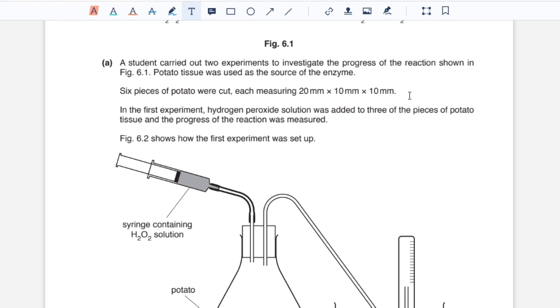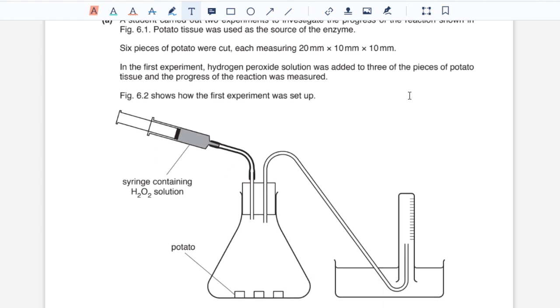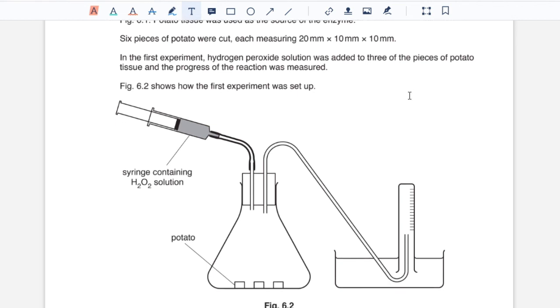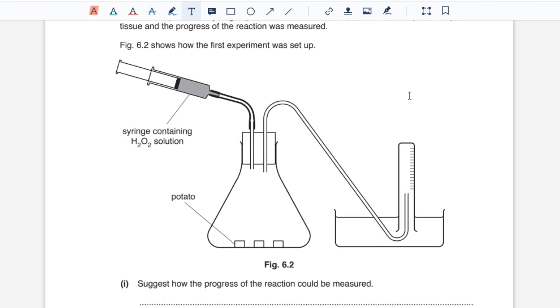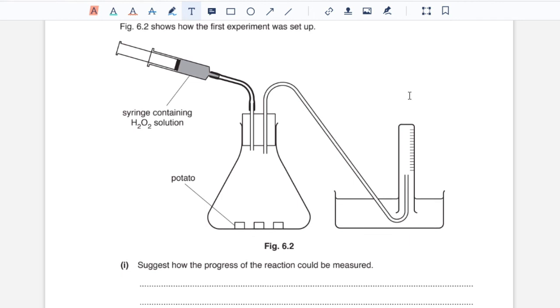6 pieces of potato were cut, each measuring 20, 10, and 10 millimeters. In the first experiment, hydrogen peroxide solution was added to 3 pieces of the potato tissue, and the progress of the reaction was measured. Figure 6.1 shows how the first experiment was set up, and part 1 asks you to suggest how the progress of the reaction could be measured.